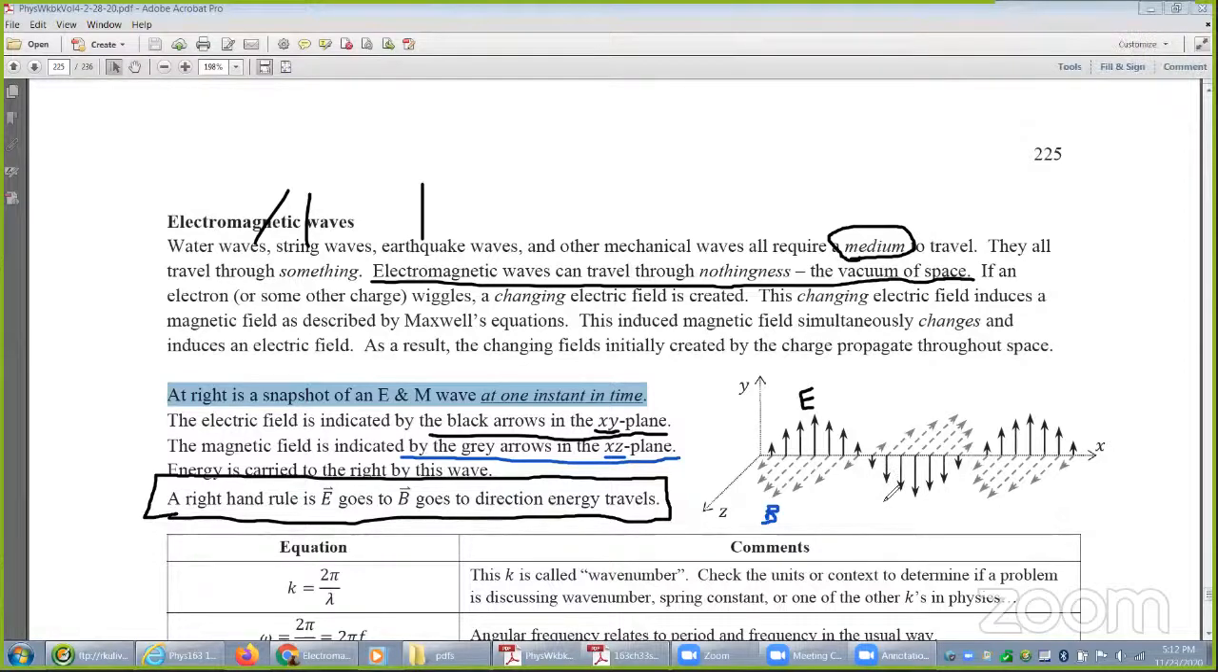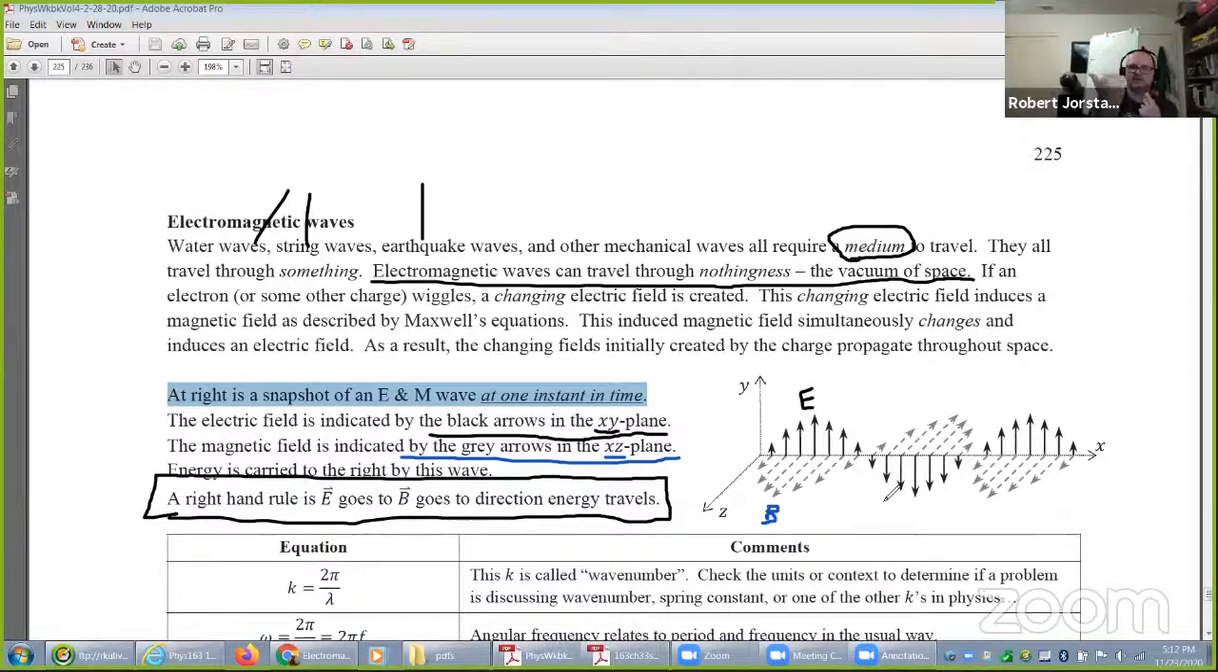Yeah, so line up your fingers with E, curl them to B, and my thumb points to the right along the x. So this is actually a wave that's traveling this way. That's the velocity of the wave. If it's electromagnetic, it's probably c, but if it's going through glass, it might not be c. But yeah, remember this: E goes to B goes to the way the energy travels, or the way the wave travels. E goes to B shows you the direction the wave travels.